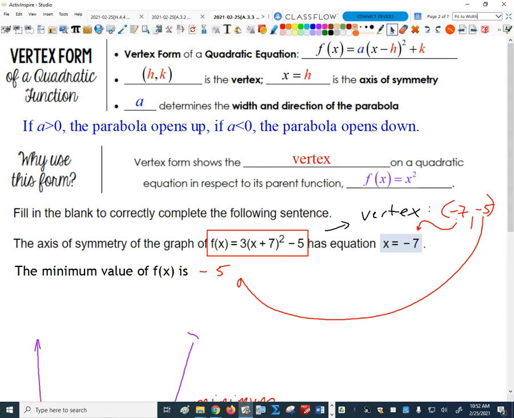Okay, so we're going to take it from there. Just stare at that stuff for a second and jog your memory.